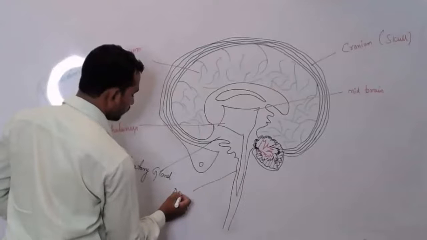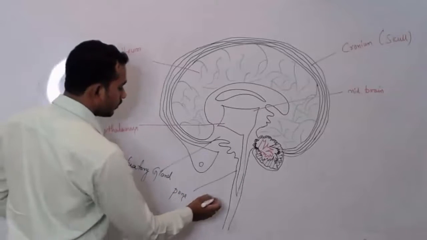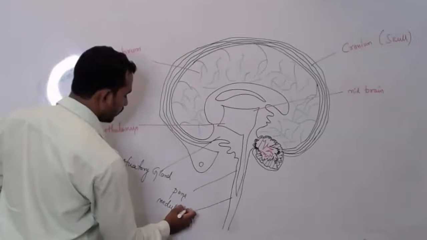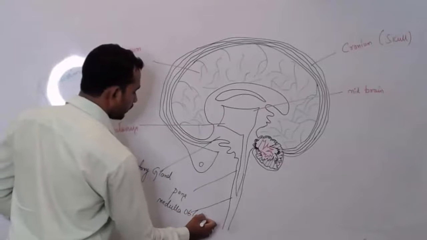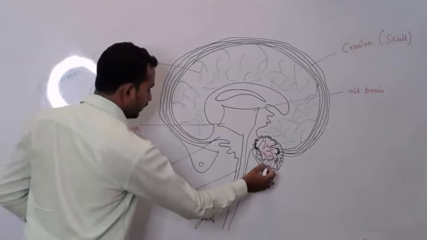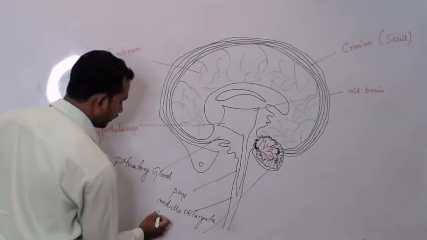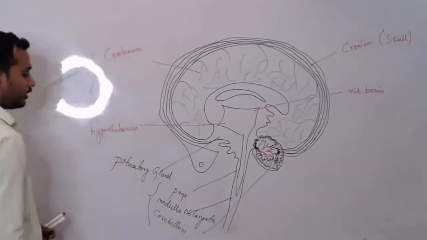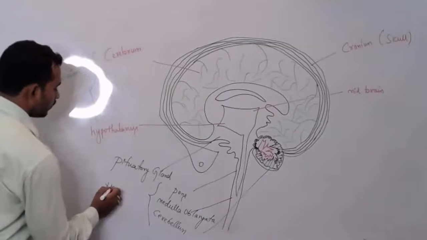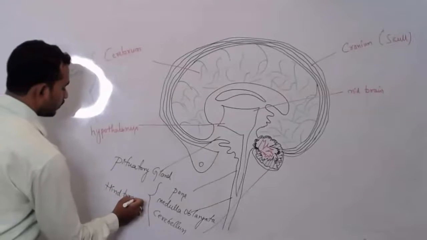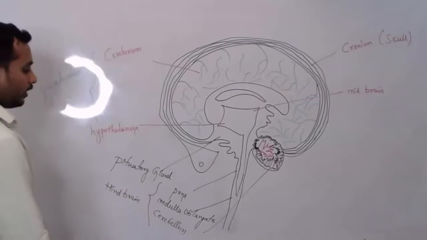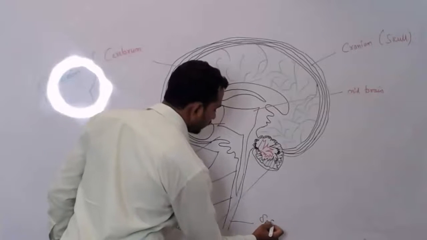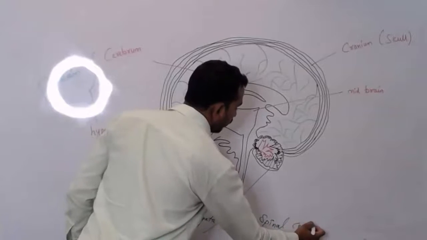And this is pons. This is pons. And this is, call it as medulla oblongata. And this part is known as cerebellum. So this pons, medulla oblongata and cerebellum, this is nothing but hindbrain. These are the regions under hindbrain. And ultimately you can see a cord which is moving straight. This cord is known as spinal cord.